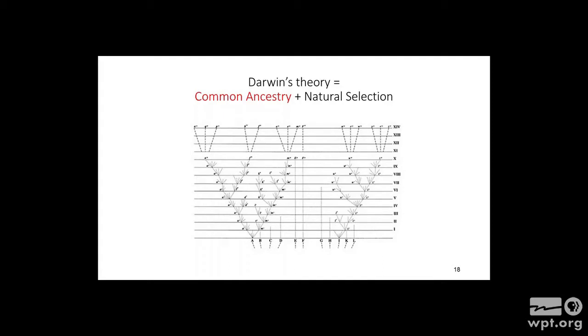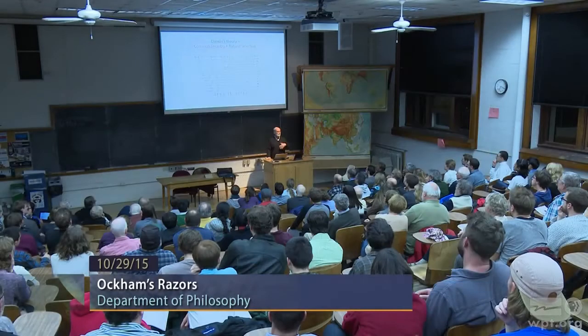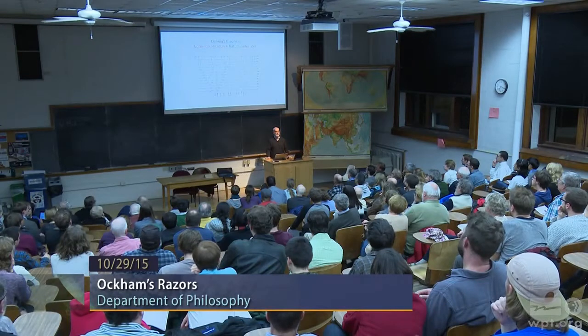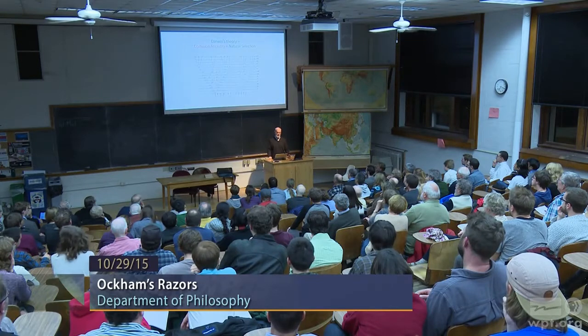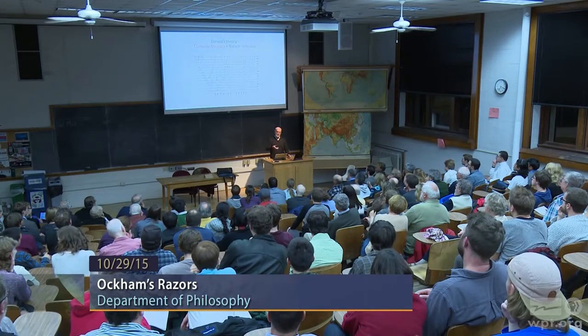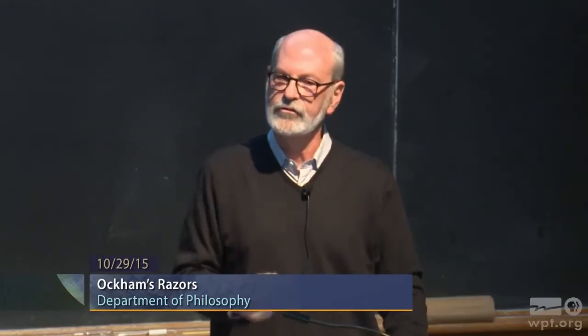And Darwin thought that everything alive on our planet traces back to one or a few common ancestors. Current biology doesn't hedge and say one or a few. The standard picture in evolutionary biology now is that all life traces back to a single common ancestor. And so I want to start thinking about Occam's razor in the context of this idea of common ancestry.